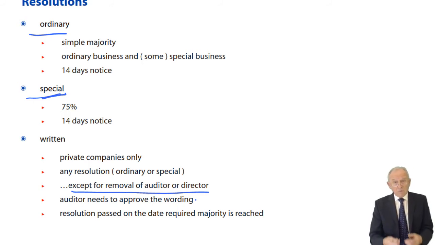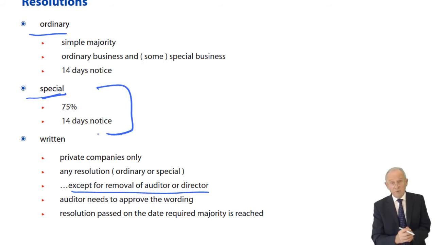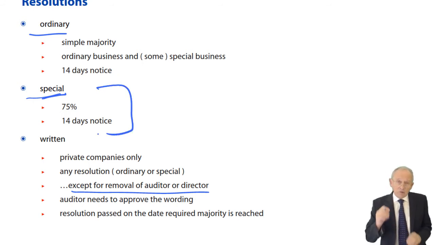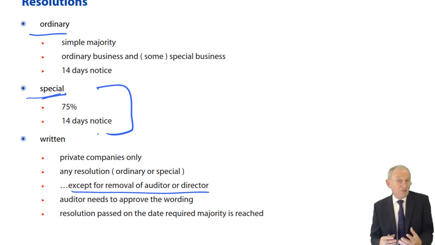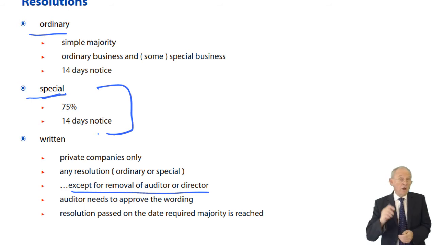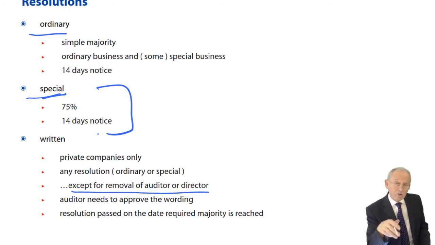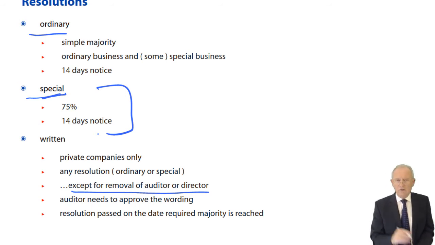Special resolutions are coming up here, 75% majority, 14 days' notice. Certain items within the statute, within company law, require a majority to vote in favour greater than a simple one, more votes in favour than votes against. And 75% is a typical one. The articles, the constitution, can require some resolutions to be passed with 66%, 70%, 95%. But a special resolution is defined in law as being one that requires a 75% majority.